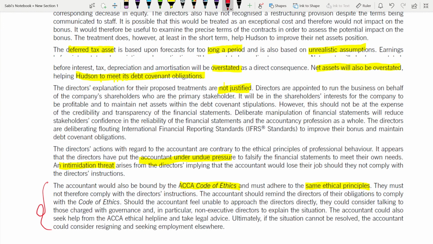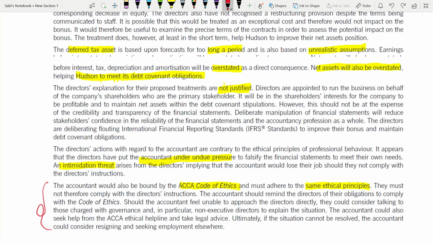But before you take that decision or tell them to resign or not listen, first give some practical steps. First, they should remind the directors of the obligations to comply with the code of ethics. Should the accountant feel unable to approach the directors directly, they could consider talking to those charged with governance, and in particular non-executive directors, to explain the situation. Yes, they can even talk to non-executive directors. Here you are getting two professional marks. The accountant could also seek help from the ACCA ethical helpline and take legal advice. Yes, from ACCA they can take help and also legal advice.